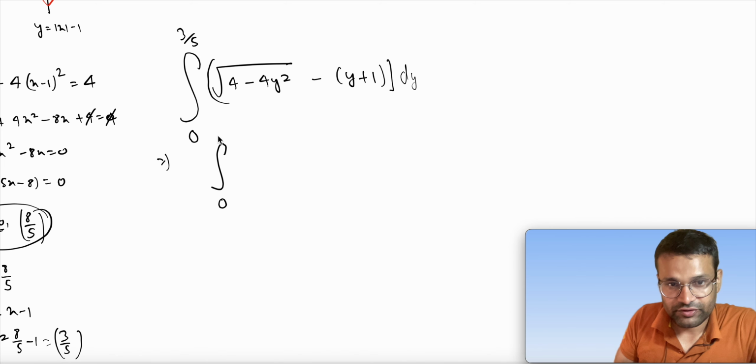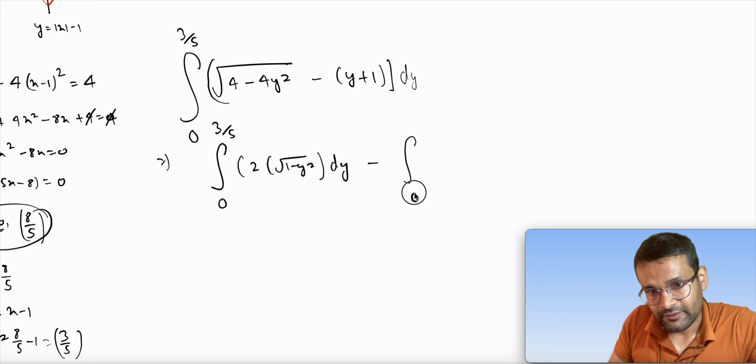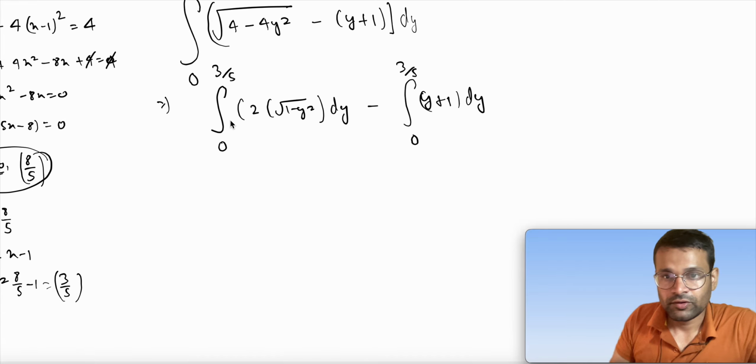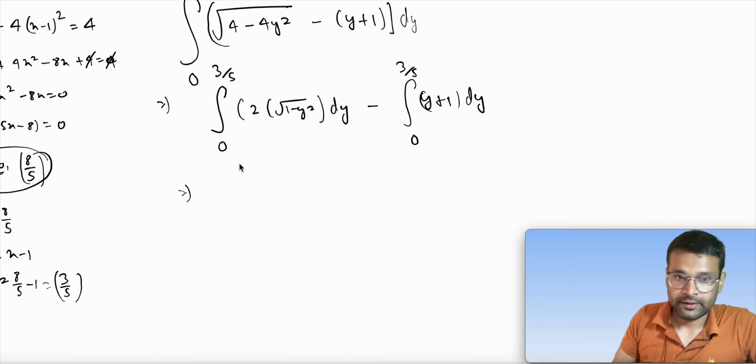Now you get integral 0 to 3/5 of 2 root(1 minus y square) dy, and integral 0 to 3/5 of (y plus 1) dy. Okay, now solving this.